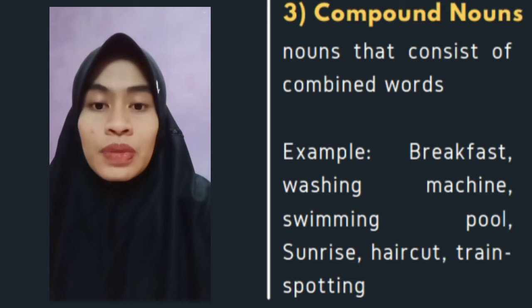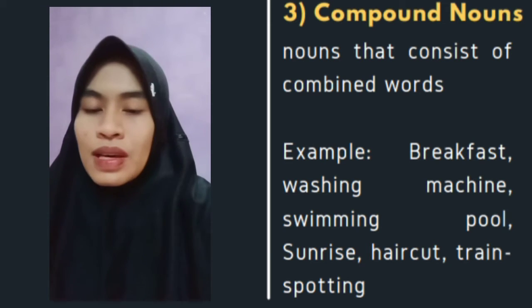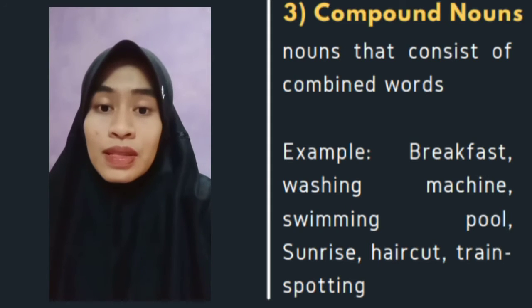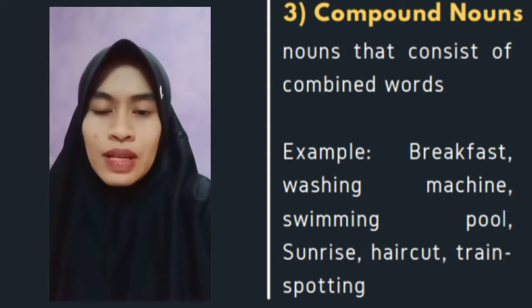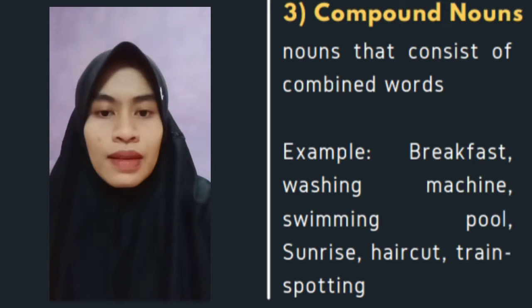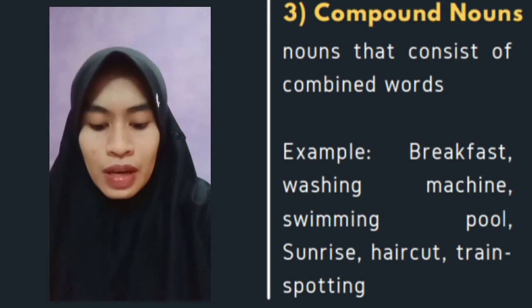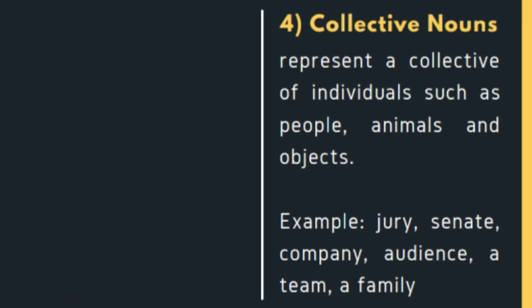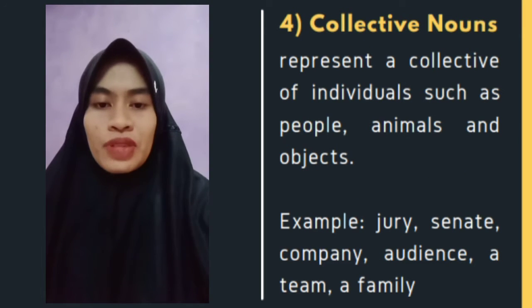For another example, here we have sunrise. The activity of the sun rising, we name it sunrise, and it comes from 2 words, that is sun and rise. And the same thing goes for haircut and train spotting. Lastly, we have collective nouns.